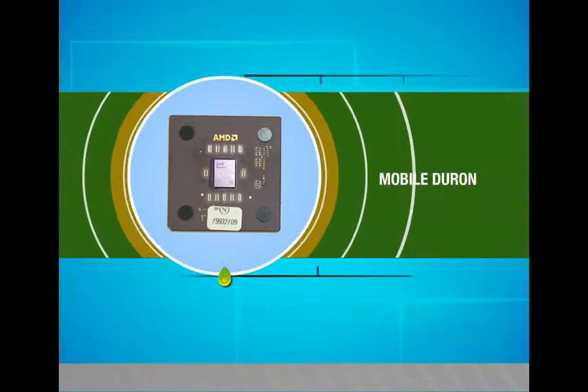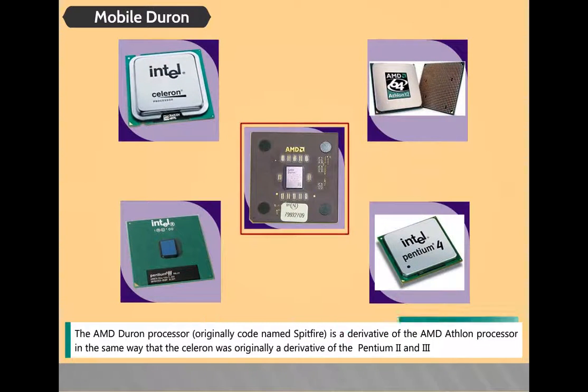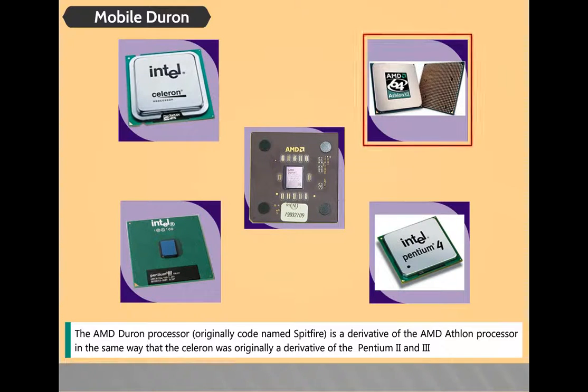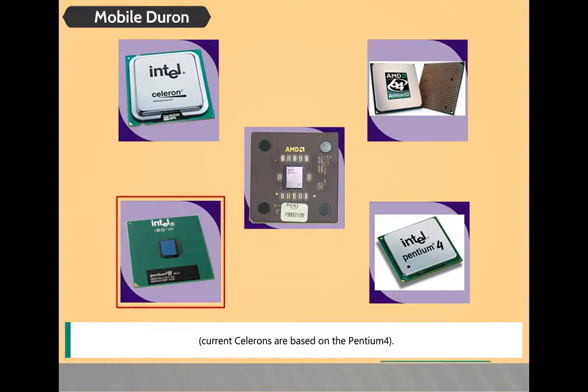Mobile Duron. In this video, we are going to see about Mobile Duron. The AMD Duron processor, originally codenamed Spitfire, is a derivative of the AMD Athlon processor in the same way that the Celeron was originally a derivative of the Pentium 2 and 3. That is, the current Celerons are based on the Pentium 4.